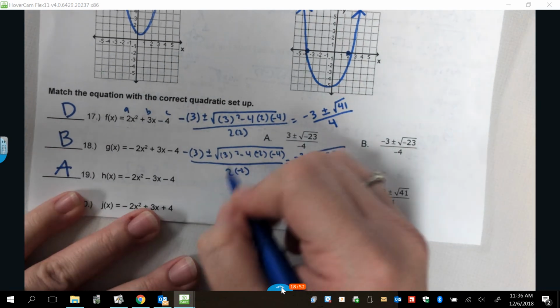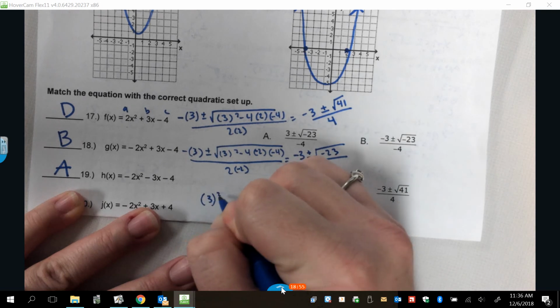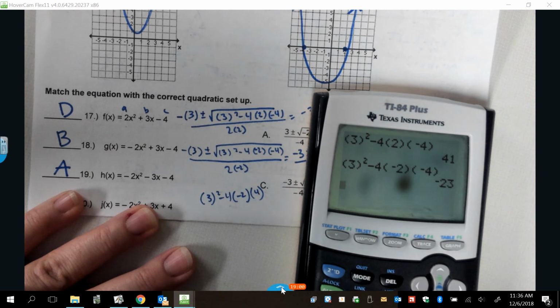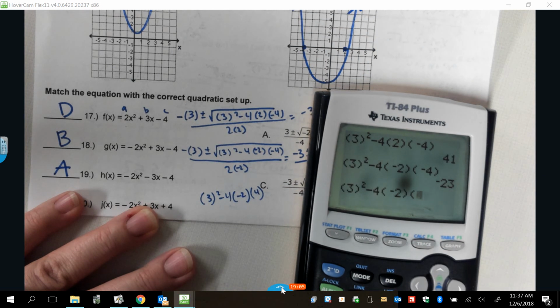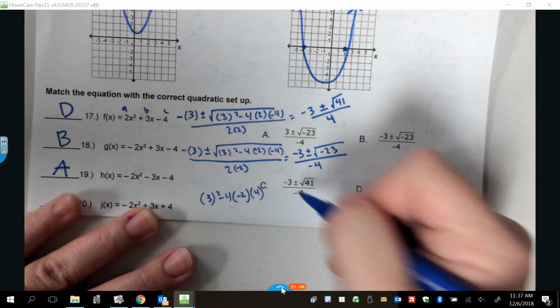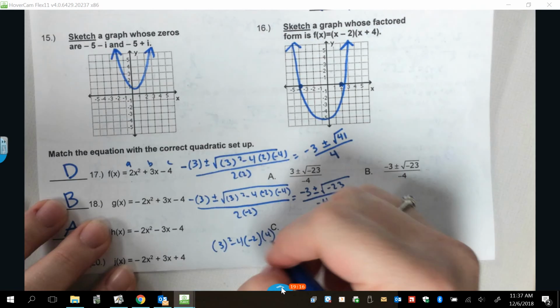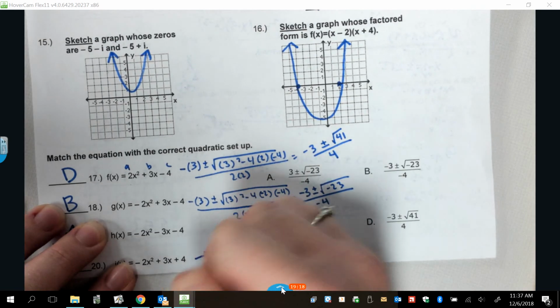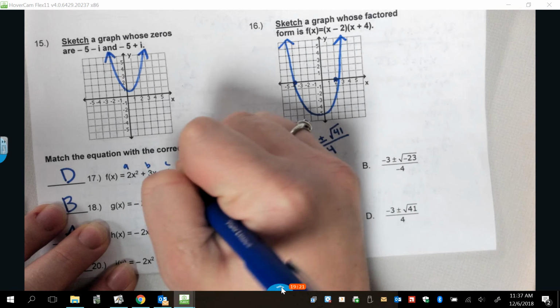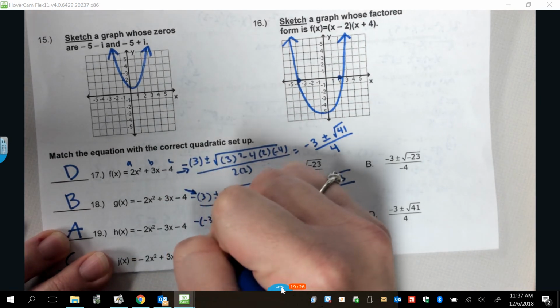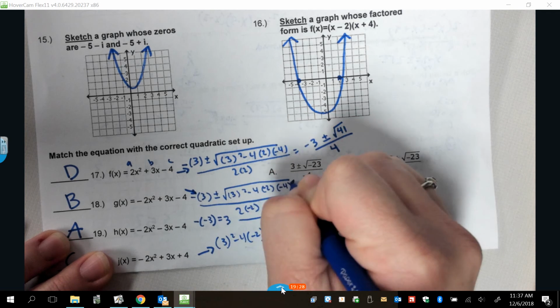If we wanted to double check, we could just do in the calculator 3 squared minus 4 times A times C, which is +4. Squared minus 4 times -2 times 4. And that gives me 41, which does work with C. Okay. Let me write that down. -3 equals +3, which is why it's A.